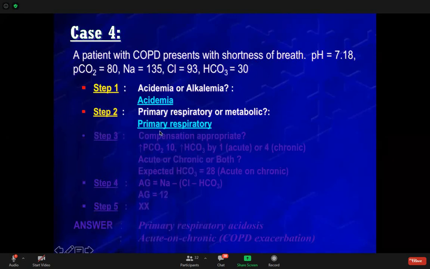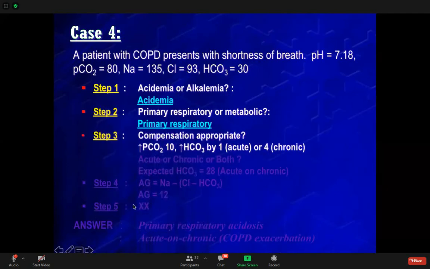So إيش ال compensation؟ تتذكر المعادلة؟ الكمبنسيشن البايكربونات زايد 15. لا هذيك في الميتابوليك ديسوردر هذا عندنا respiratory disorder. لا ما أذكر. ايه فكل 10 increase in CO2 البايكربونات will increase أو يزيد by 1 in acute disorder or 4 in chronic disorder. صح ولا لا؟ صح. هذه هي. Just give me a second.